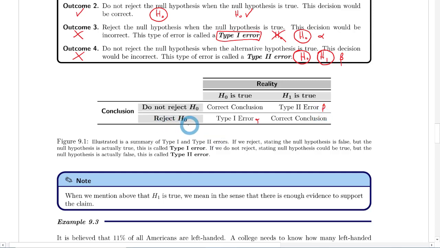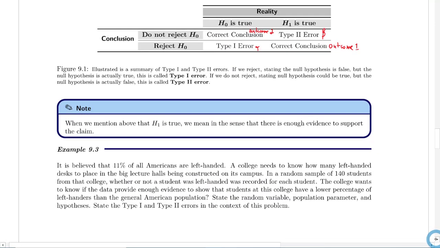And when we reject the null and we accept the alternative, that's correct, right? That's what we wanted. So this was outcome 1, and this is outcome 2, and those were correct. Okay, so that's the idea, is we want to make sure that if we do not have enough evidence to support the alternative, then we do not reject the null. And if we have enough evidence to reject the null, then we accept the alternative. Okay, and we're going to do more of these, a lot of them, for the rest of the semester.